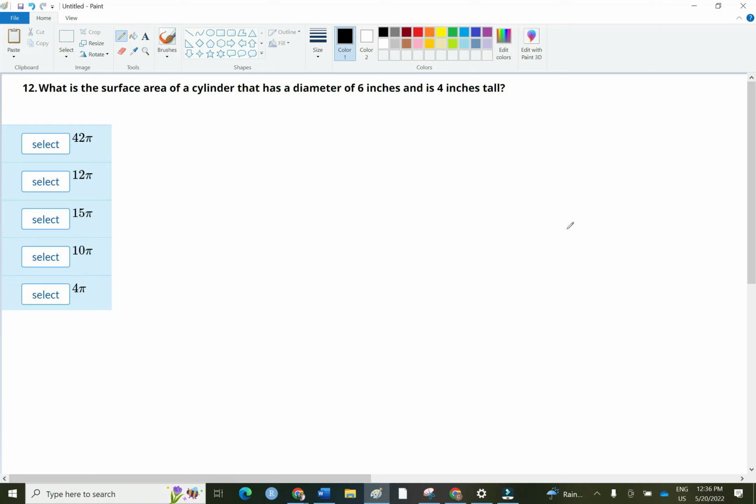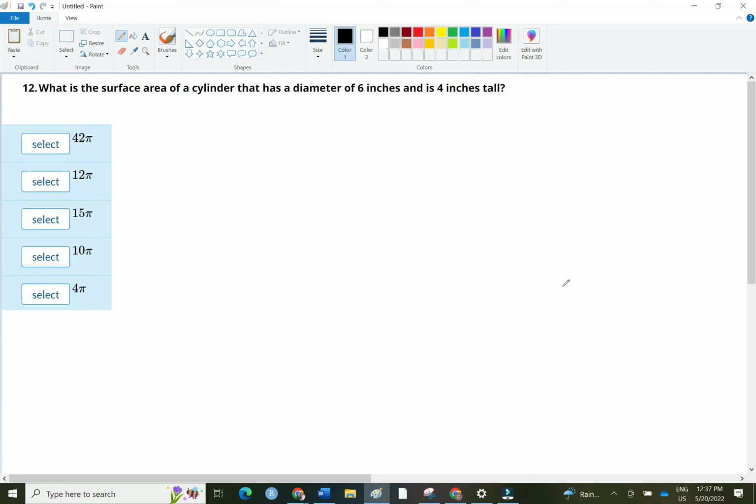So this is asking about the surface area of a cylinder, and it says that this cylinder has a diameter of 6 and it is 4 inches tall. And these are both in inches. Always check those, make sure that your units are the same. But what is the surface area of a cylinder? It has a diameter of 6 inches and is 4 inches tall.